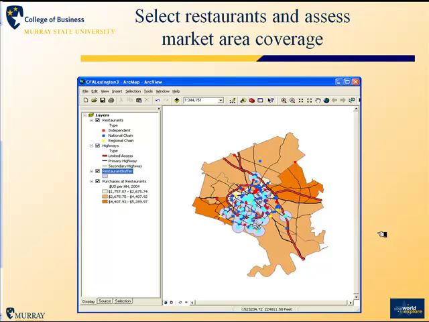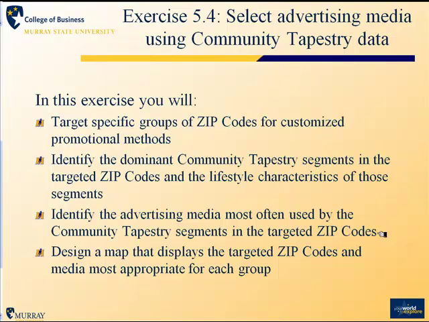The restaurants that you've selected here are highlighted in blue, and then they are buffered to indicate the coverage area that they represent in the city.